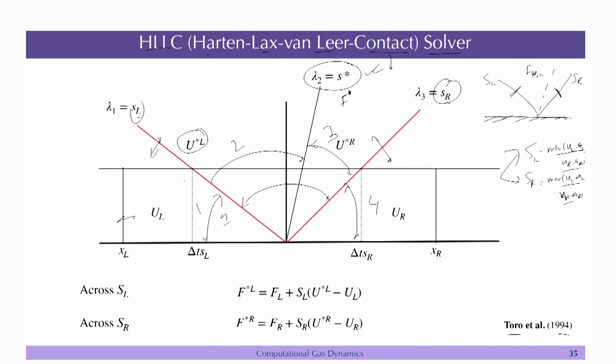If you apply it across this discontinuity across SL, then like we did last time, we will have F star L minus F L equal to SL times U star L minus U L, and similarly you can write it for the right side. These are the two expressions that you are going to get across SL and SR.